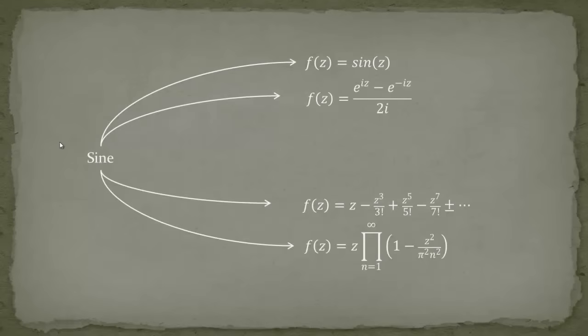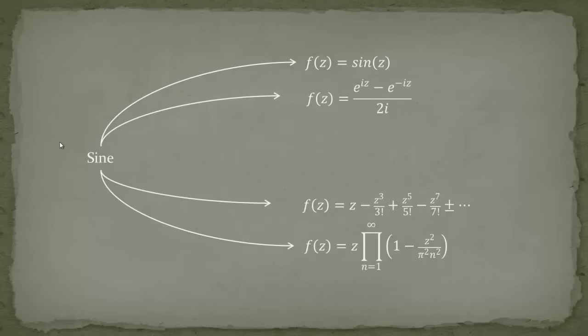So 1 minus z squared over pi squared, if you plug in n equals 1. If you plug in n equals 2, you get 1 minus z squared over pi squared multiplied with 4, and so forth.